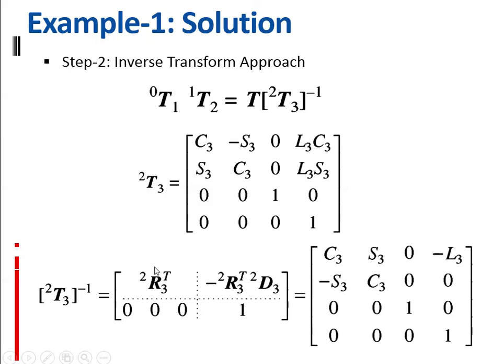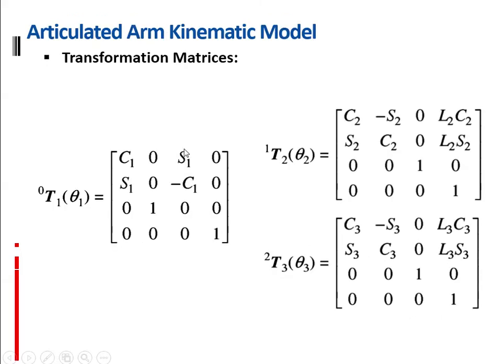Now after applying this formula to this equation, you will get this transformation inverse matrix. So this you already know. That means 0 to 1 is a function of theta 1, 1 to 2 is only a function of theta 2, and now you have shifted this 2 to 3 to the right hand side, and that means now on the left hand side you only have the function of theta 1 and theta 2, and on the right hand side a function of theta 3.